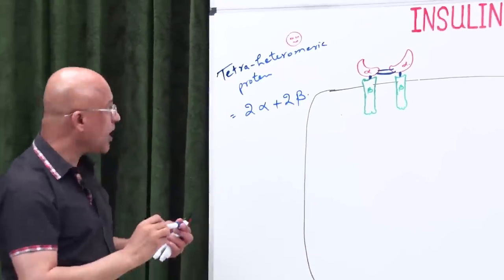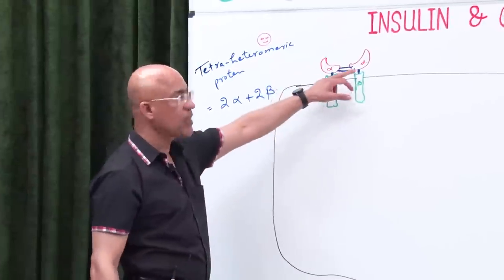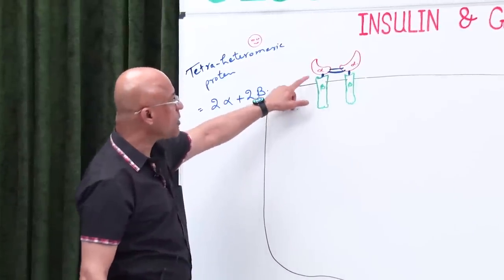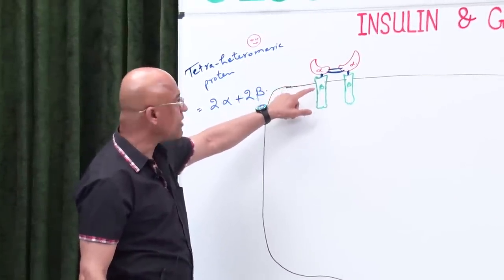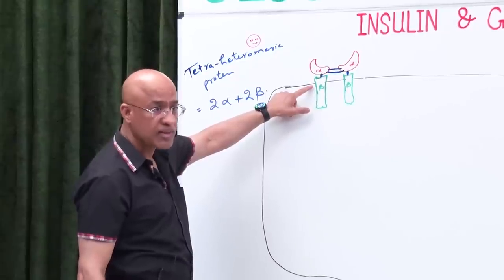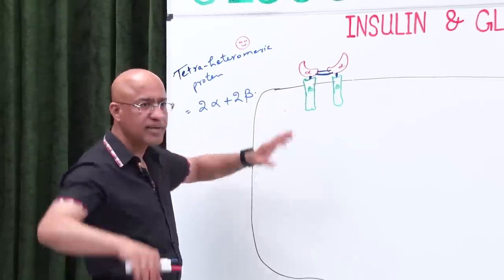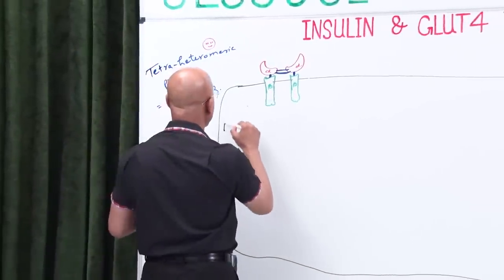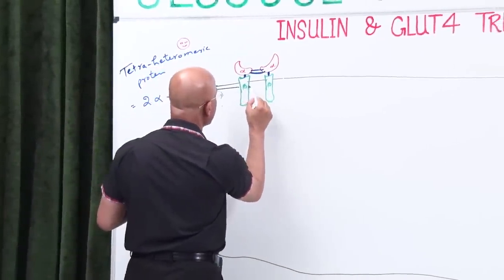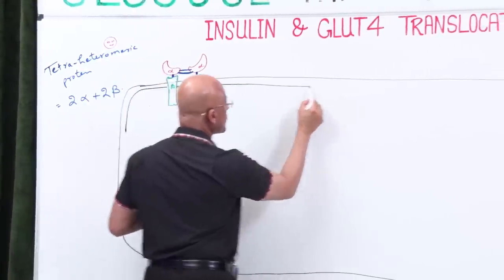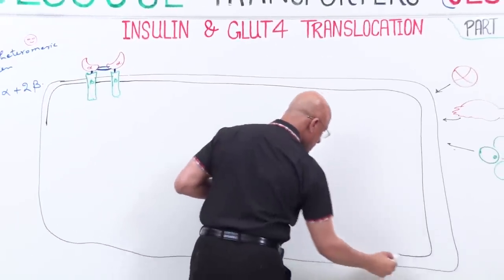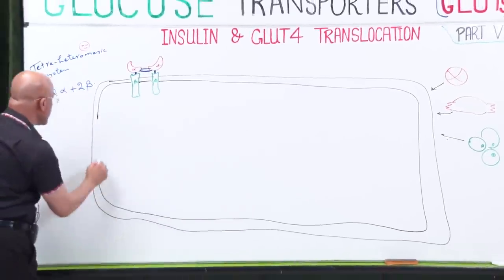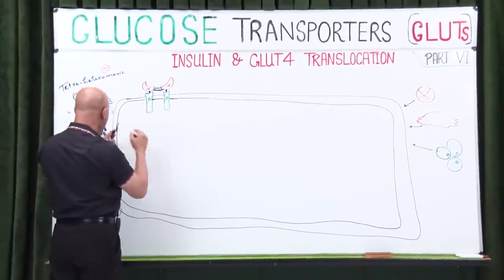Is that right? Alpha units are completely extracellular, beta units partly extracellular, partly passing through the membrane, and partly dangling inside the cell. Let's suppose this is the cell membrane. Okay, let me make the membrane. You know, the membrane is a lipid bilayer, right?